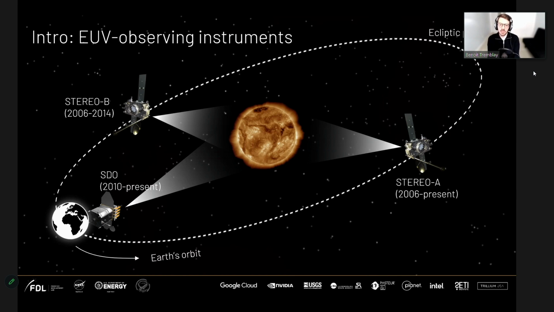However, a complete image of the full 3D sun is kind of necessary to really fully understand its dynamics if we want to forecast its activity as well as to relate to other stars and other planets. So that brings us to the main question of our FDL project, which was how can we observe the sun from any perspective?